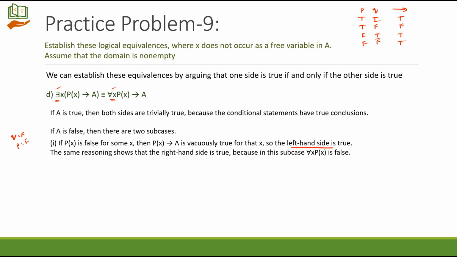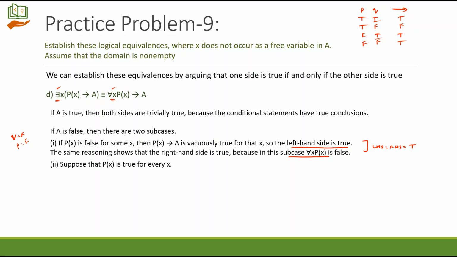So LHS is true. The same reasoning shows that the right hand side is true because we know P of X is false. We are concluding LHS is equal to RHS, where both values are going to be true. Now we will go to the second case.